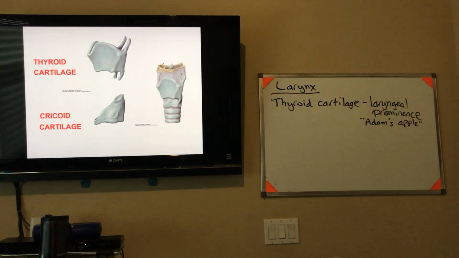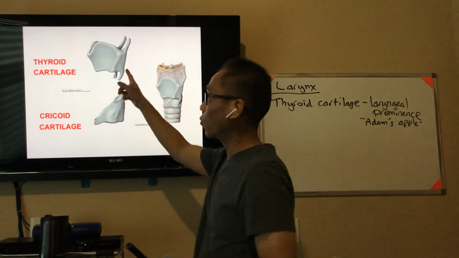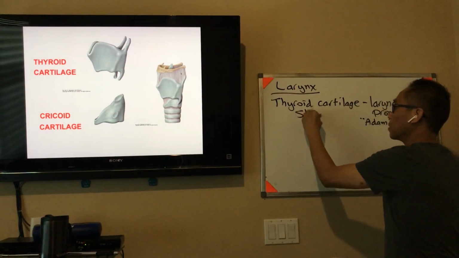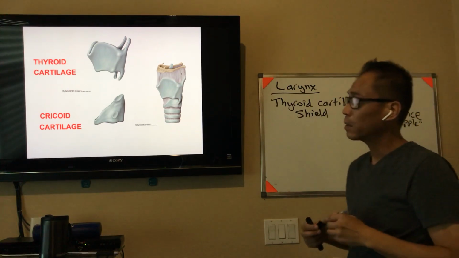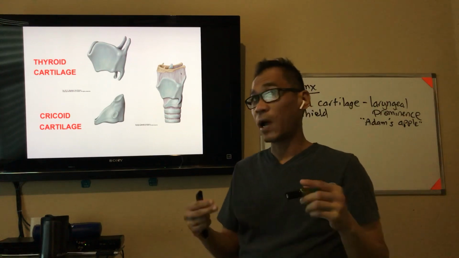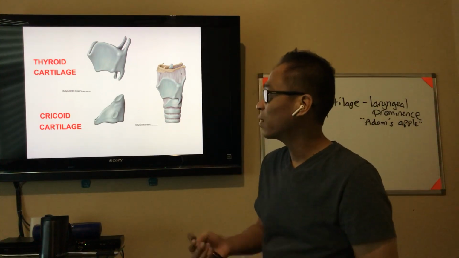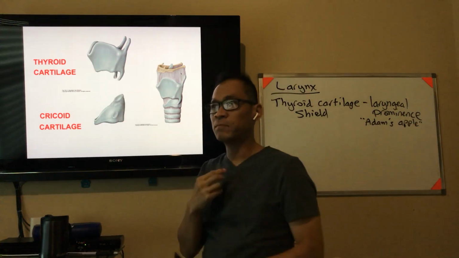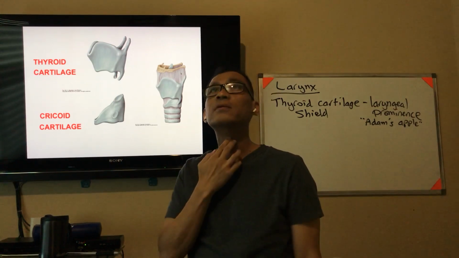It's a big shield-shaped cartilage. In fact, the word thyroid means shield. And the thyroid gland that we studied in endocrine is actually named after this cartilage. This little point right there, where I'm pointing, I have written on the board, laryngeal prominence, or the Adam's apple as in males.